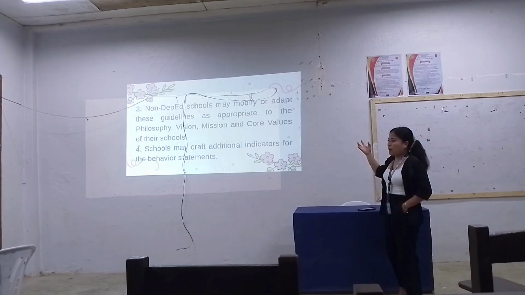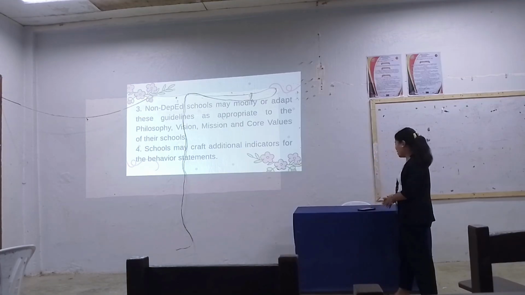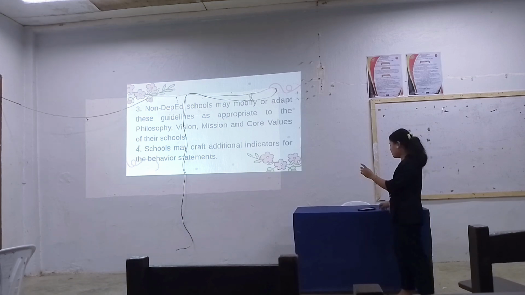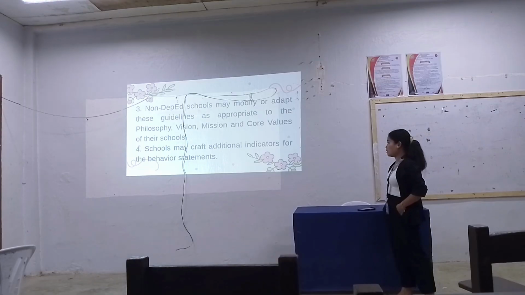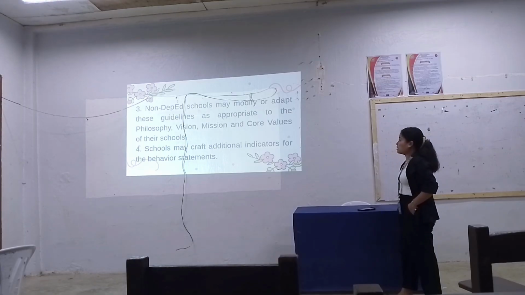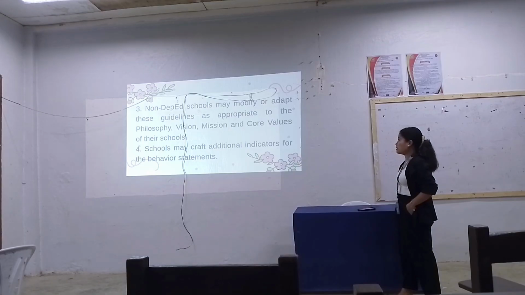And also, additionally, it's a non-numerical rating involving these behaviors, promoting a holistic view of student performance and goes beyond academic achievement, including moral and social development. And number 4 is schools may track additional indicators for the behavior statement.